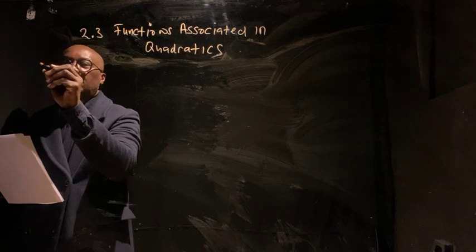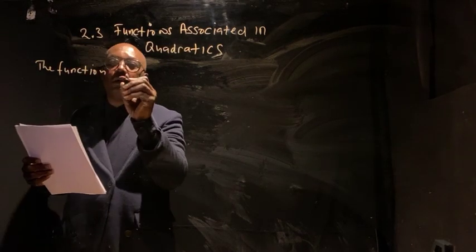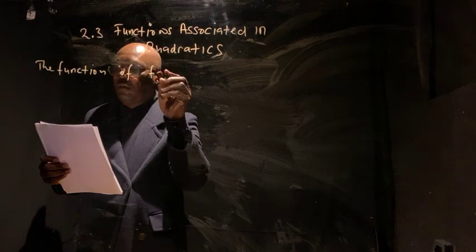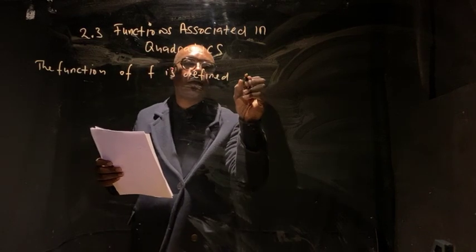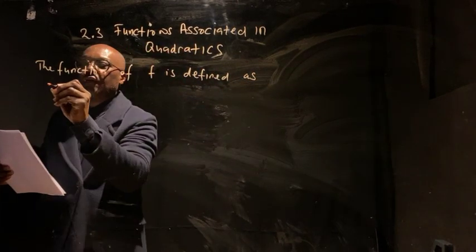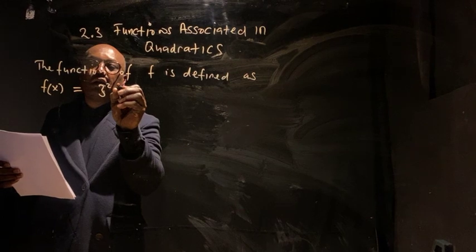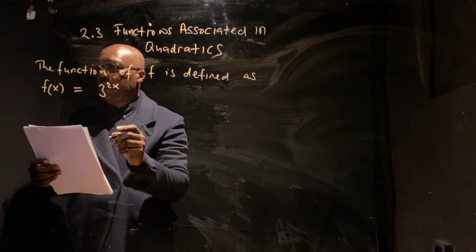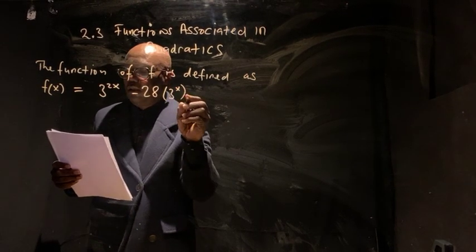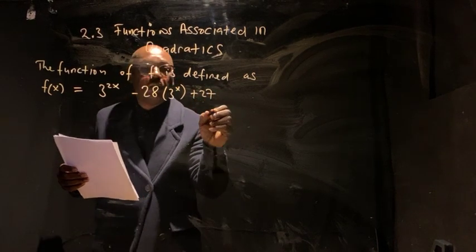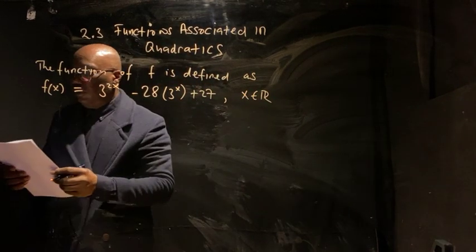It says that the function f is defined as f of x equal to 3 raised to the power 2x minus 28 multiplied by 3 raised to the power x plus 27, where x belongs to all real values of A.